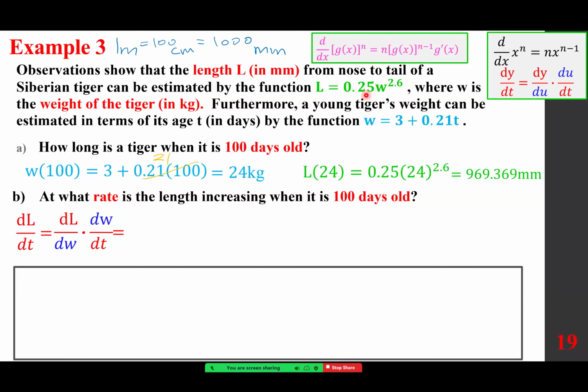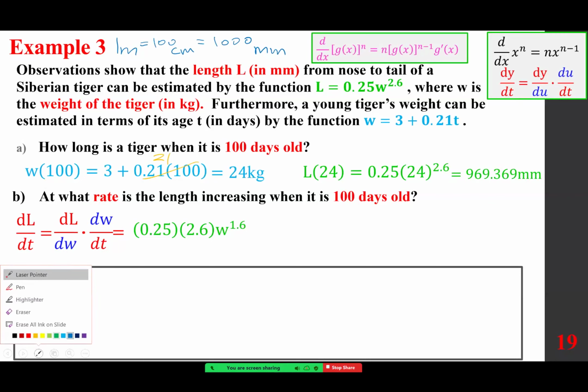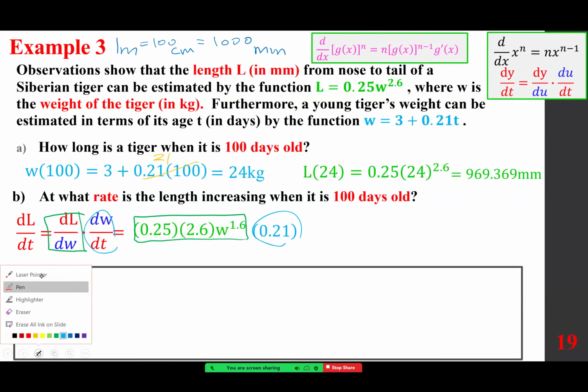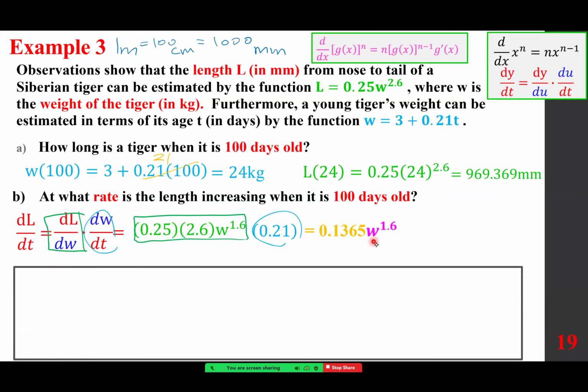So with that being the case, what is dL/dW? It's a simple case of a power rule, 0.25 times 2.6 times W to the power of subtract 1 from 2.6. That means 1.6. Then we want dW/dt. Let me just make sure you understand this part, everybody. And what is this part? dW/dt. You want to take a derivative of W with respect to t. It's just 0.21. In other words, this is simply this. And so if I multiply the numbers 0.25, 2.6, and 0.21, I get 0.1365 W to the power of 1.6.